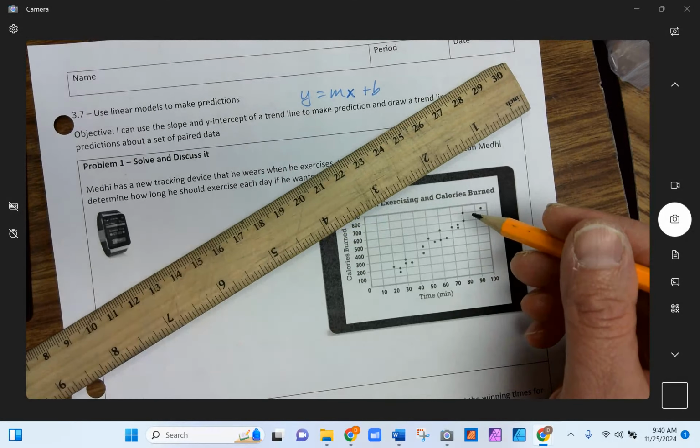So I got one right there at 80, 700. And then let's find another point here. Well, actually, this one's pretty good. We can estimate that. It's at 30, and it looks like it's pretty much right in the middle, so 30 and then 250.